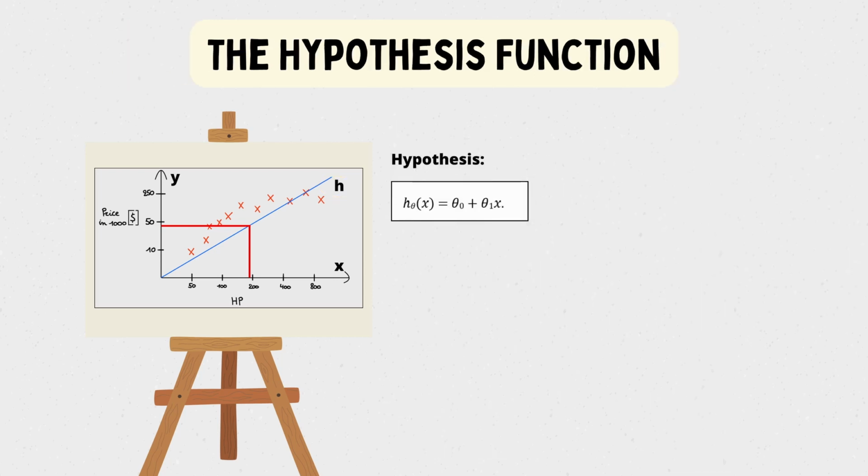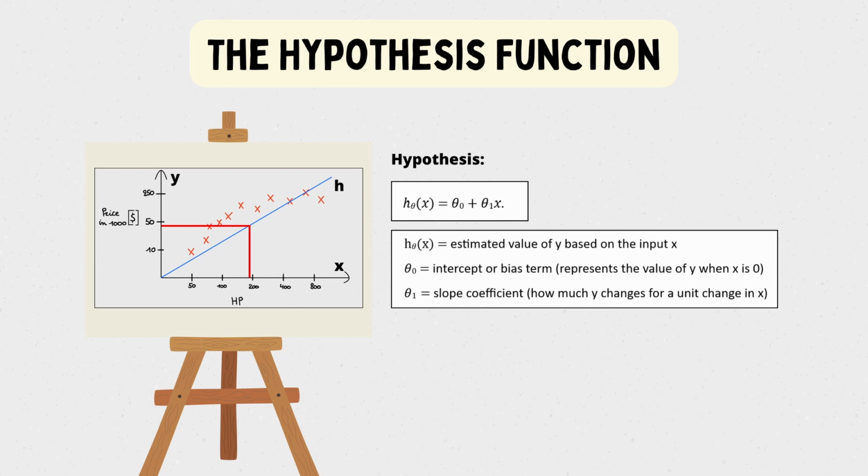H of x is our prediction, the estimated value of y based on the input x and our model parameters. Theta 0 is the intercept or bias term. It represents the value of y when x is 0. Theta 1 is the slope coefficient. It tells us how much y changes for a unit change in x.